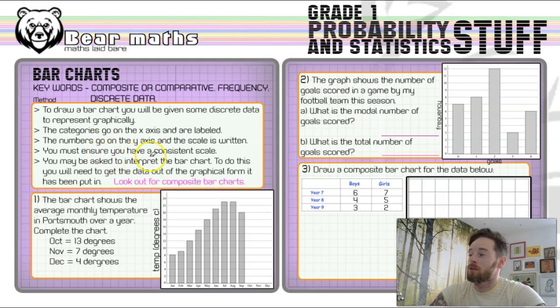So you might be asked to interpret a bar chart, and to do this you'll need to get the data out of the graphical form into numerical form. Okay, so let's look at the first question. The bar chart shows the average monthly temperature in Portsmouth over a year.